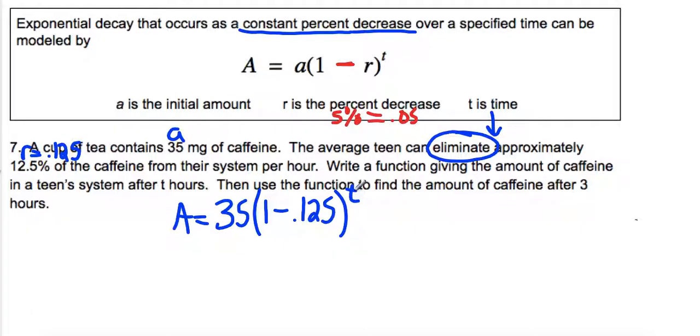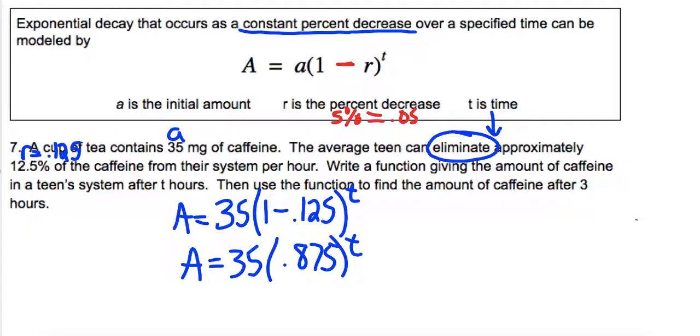Now we can go ahead and do this subtraction that's in the parentheses. So we get 35 times 0.875 to the t. We cannot multiply the 35 times 0.875 because that is being raised to the exponent. So order of operations, we can't multiply, just leave it that way. Another way to think about this is that every hour you have 87.5% of the caffeine remaining in your body because you've lost 12.5%.